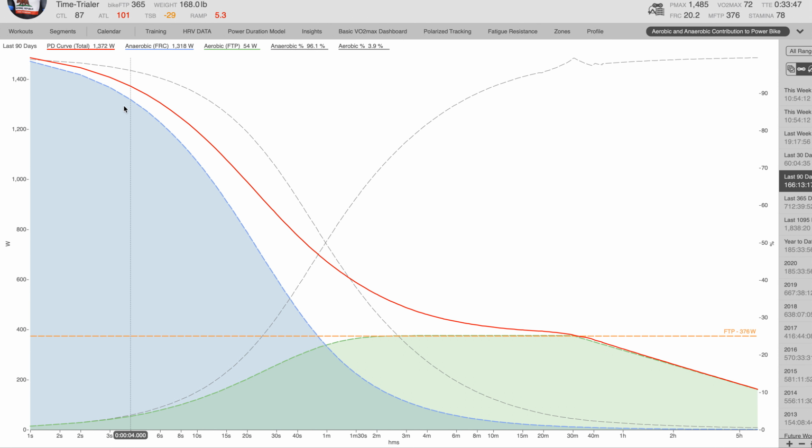We can look at their power duration curve here and anaerobic contribution, and we see some metrics. 1500 watt sprint, FTP is 375 watts, VO2 max is 72. They can ride above threshold quite a bit. They're 168 pounds, so a bigger cyclist, but not big by any means, in my opinion, and pretty good across the board. So this athlete could win field sprints.